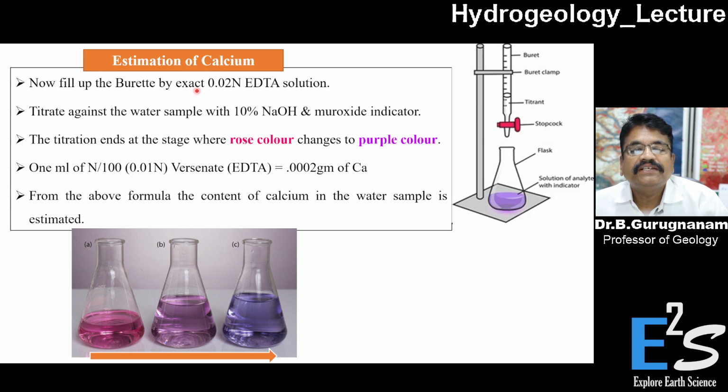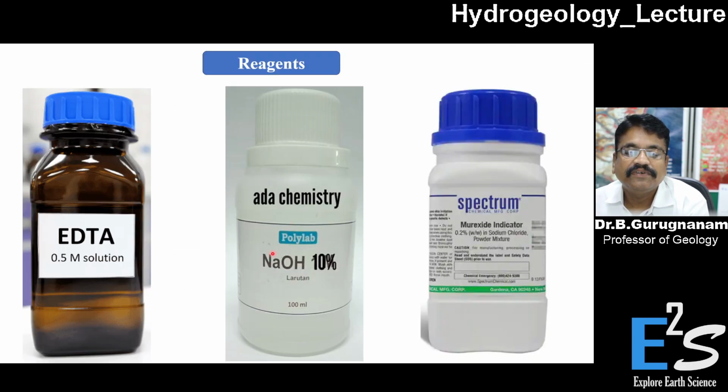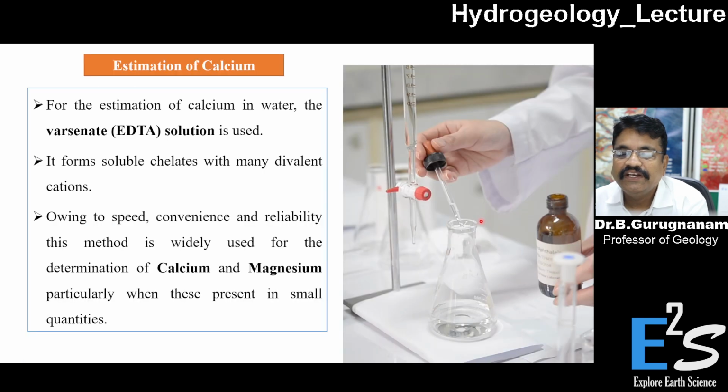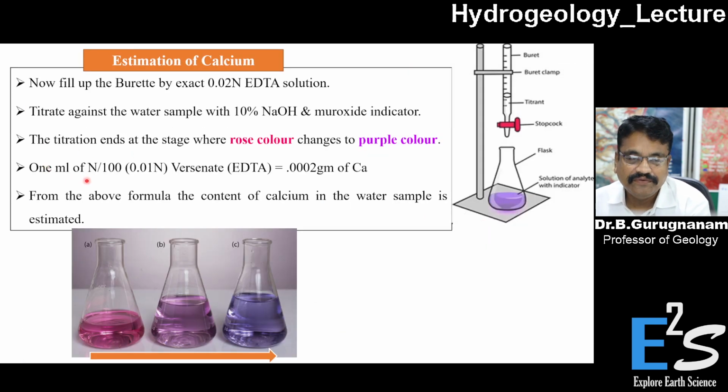Now fill up the burette with exactly 0.2 N EDTA solution. Titrate against the water sample with 10% sodium hydroxide and murexide indicator. 1 ml of N/100, that is 0.01 N, versenate EDTA is equal to 0.002 gram of calcium. From this formula, the content of calcium in the water sample is estimated.